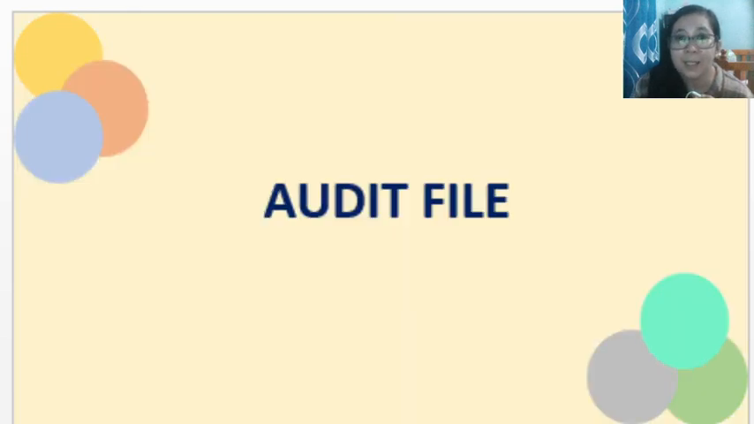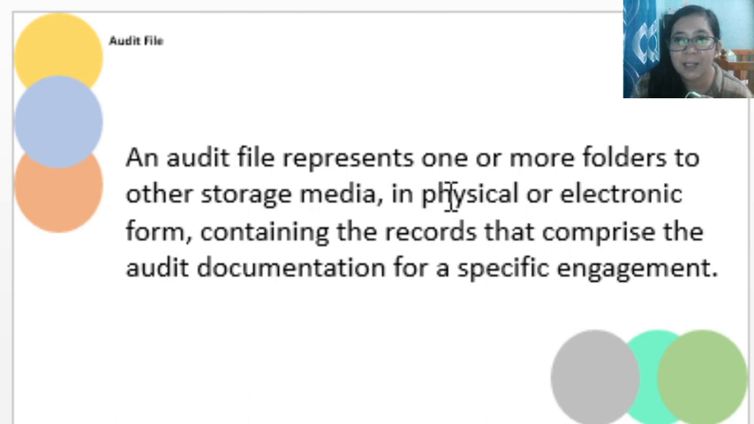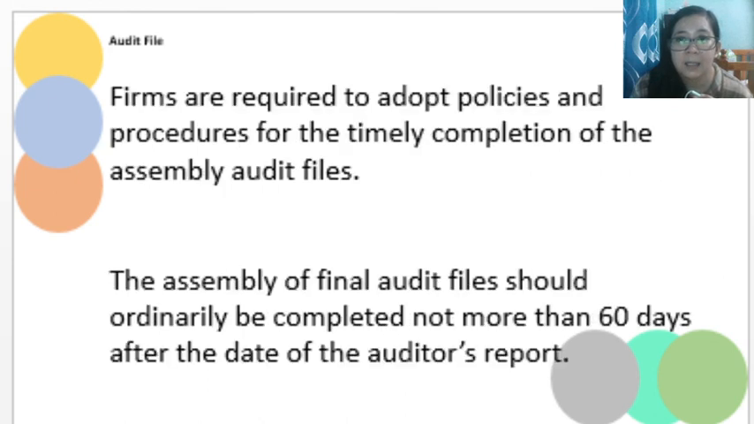Okay, and lastly is audit file. Okay, so an audit file represents one or more folders or other storage media. It may be physical or in electronic form. So this contains the records that comprise the audit documentation for a specific engagement. Okay, and firms are required to adopt policies and procedures for the timely completion of the assembly of these audit files. So the assembly of audit files should ordinarily be completed not more than 60 days after the date of the auditor's report.